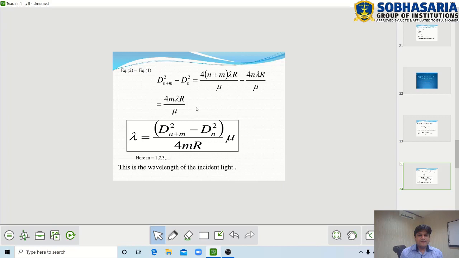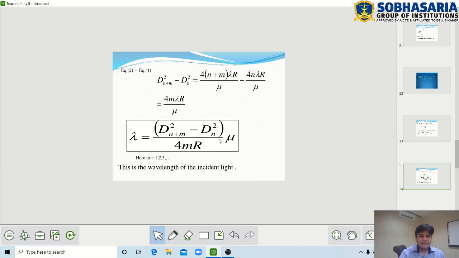Now we find out the wavelength of the incident light. After cross multiplying, we get the value of lambda. The value of lambda becomes d(n+m) square minus dn square upon 4mR into mu. This is the wavelength of the incident light which is determined by the Newton's ring experiment. This is the main formula.